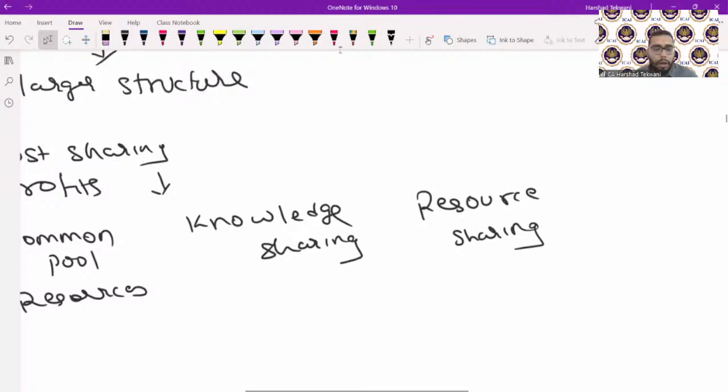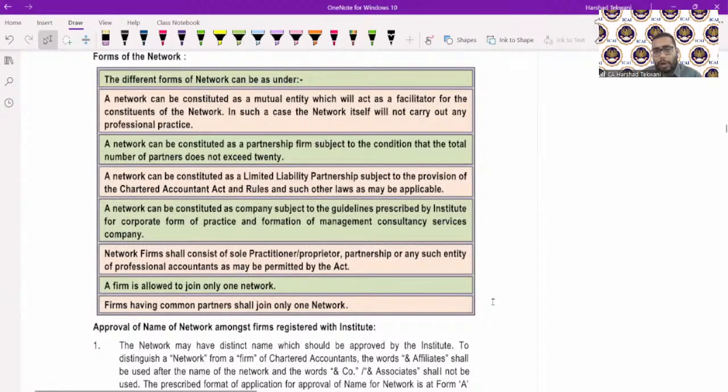Okay. Now there can be various different forms of network. Okay, different structures of the network. Okay, I'll suggest you go to that particular guidelines which talks about what are the different forms of network. Network can be a mutual entity one. Network can be a partnership firm subject to conditions. Network can be a limited liability partnership. A network can be a company. There are various ways to create a network. Okay, so these are the forms of network.